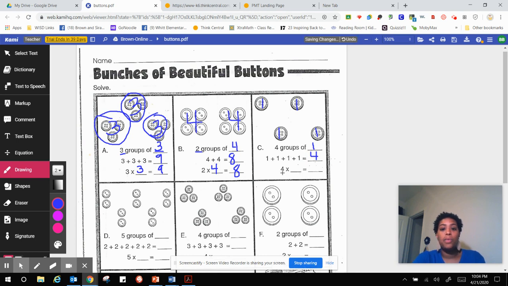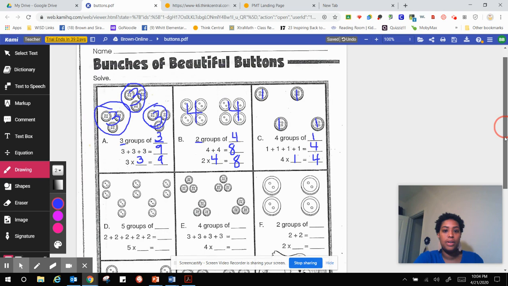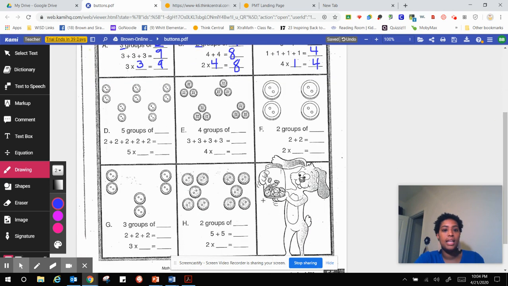So then we would say, okay, well, what's in each group? Well, I know there's 4 groups of 1. So it'd be 4 times 1 equals 4. The product is 4. Okay, let me scoot it up a little and let's look at D. And remember, feel free to pause the video at any time and try to work them on your own and then listen to the explanation.